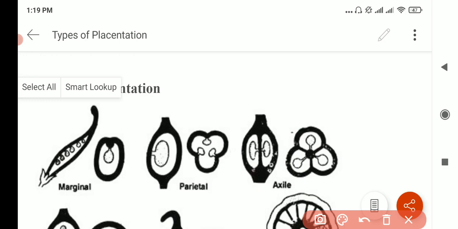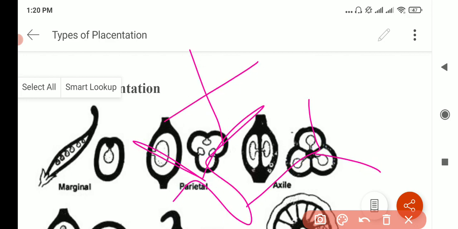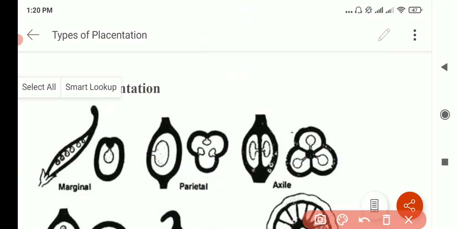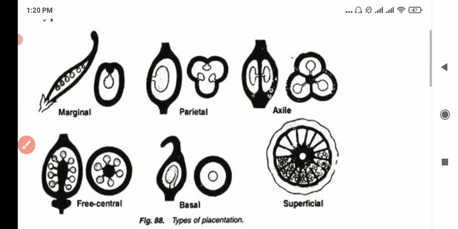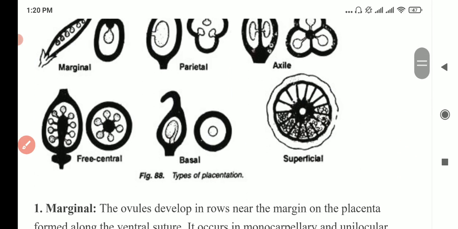So how do these ovules arrange themselves? The arrangement of the ovules via the placenta stalk is known as placentation. It means how they arrange themselves inside the ovary chamber. Are they arranged that way, or like a star, or like a cross, or just lengthwise? How they arrange themselves in the ovary chamber is your placentation. Now there are 6 types of placentation: marginal, parietal, axial, then free central, basal and superficial.